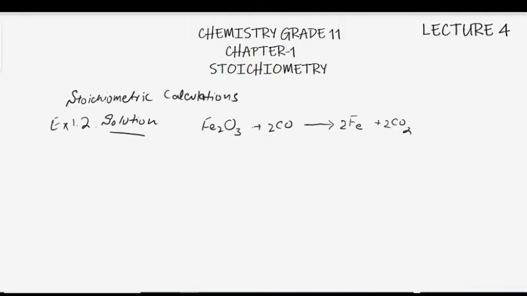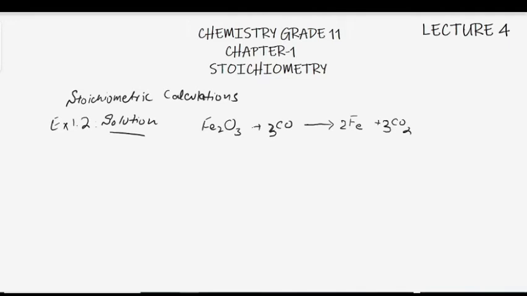If you multiply carbon dioxide by 3, then it makes it 6 oxygens here, and here you have 3 plus 2, 5, so you can add 1 here. So that makes it 6 oxygens, 3 carbons on the left, 3 carbons on the right, 2 irons on the left, and 2 irons on the right. So now we have a balanced chemical equation. Now let's get back to the question itself.